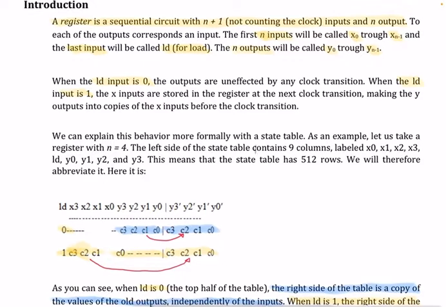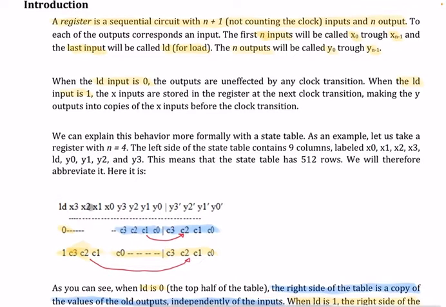To explain the previous paragraph, we can explain this behavior more formally with the state table. As an example, let us take the register with n value of 4. So, meron tayong input 4. The left side of the state table contains 9 columns labeled x0 to x3 and load, and then y0 to y3. This means that the state table has 512 rows, and we will therefore abbreviate it. Ibig sabihin ay hindi dito nilagay lahat, kasi mahaba yan, 512 rows.